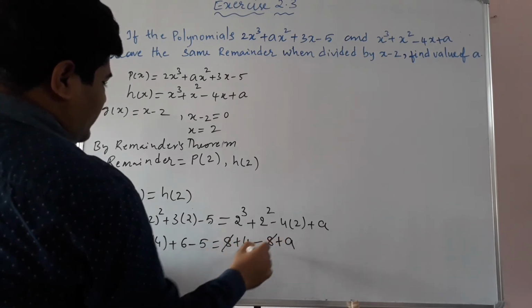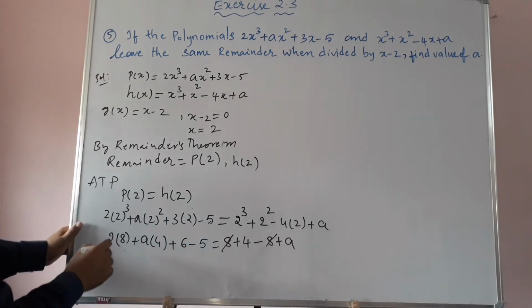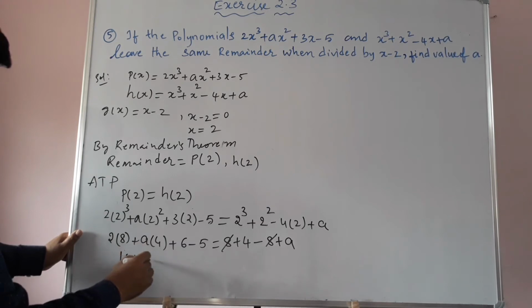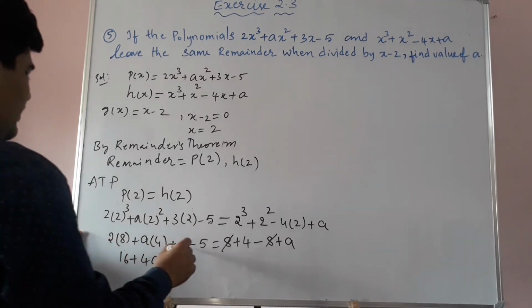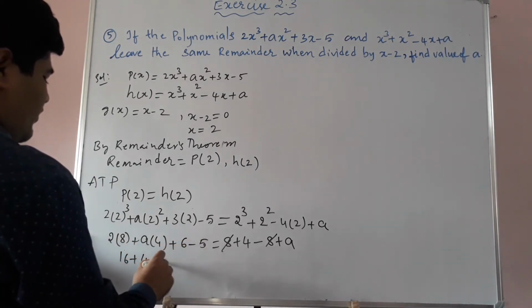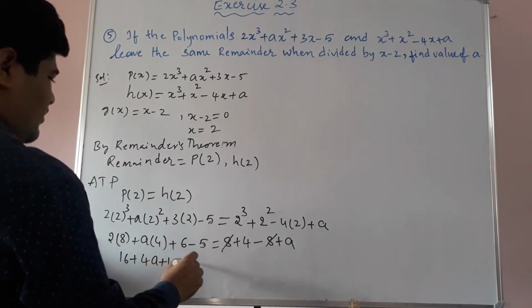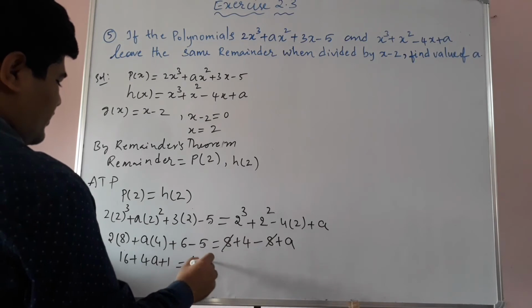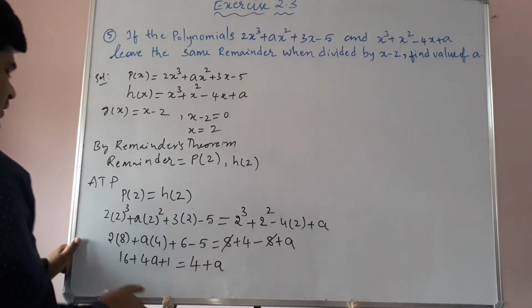Children, here plus 8 minus 8 cancel directly. And here 8 2s are 16 plus 4 into a is 4a plus 6 minus 5. Children, 6 minus 5 value is what? 1. So plus 1, that is equal to 4. 8 minus 8, that cancel. 4 plus a is left.